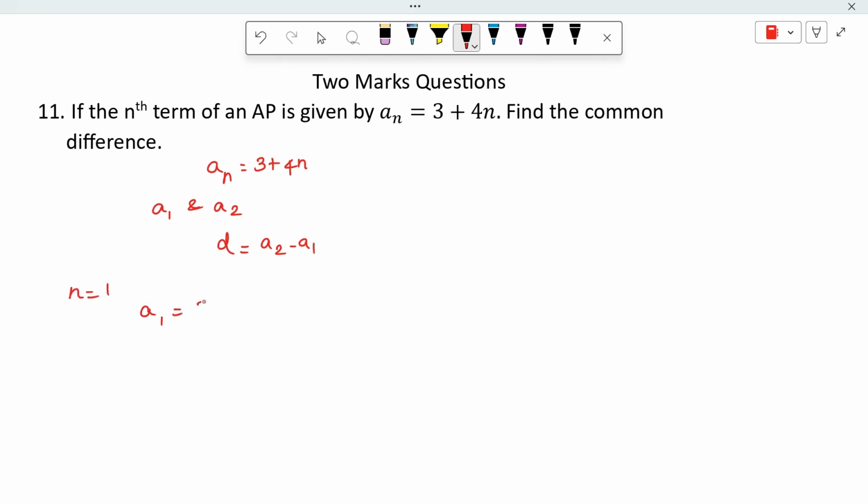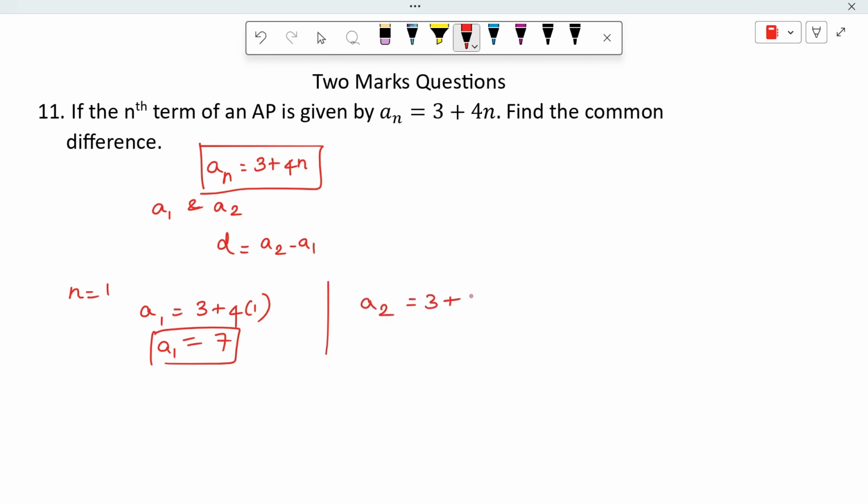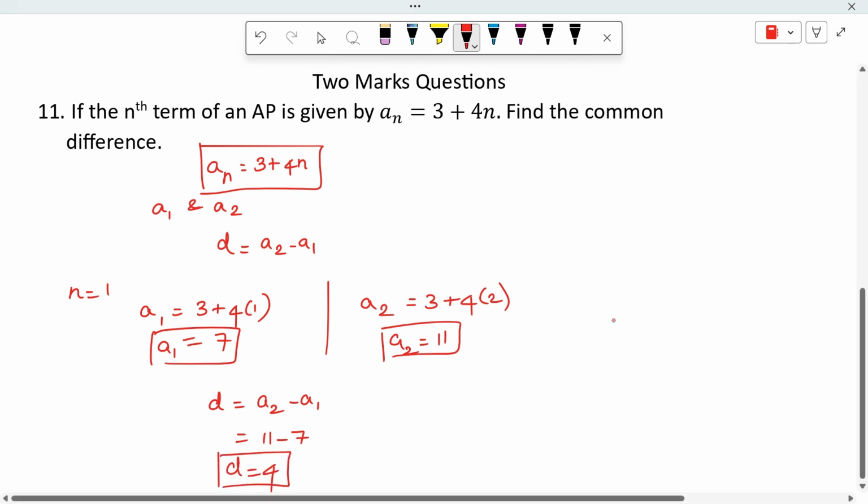So I have to substitute n equal to 1. So a1 will be 3 plus 4 times 1, isn't it? Because the nth term is given as 3 plus 4 times n. So which will be 7. So A1 is 7. Now I am going to find A2. So A2 will be 3 plus 4 times 2, which is 11. So A2, that second term, is going to be 11. In order to find the common difference, I need to subtract A2 minus A1, which is 11 minus 7, which is going to be 4. So hence the common difference is 4.